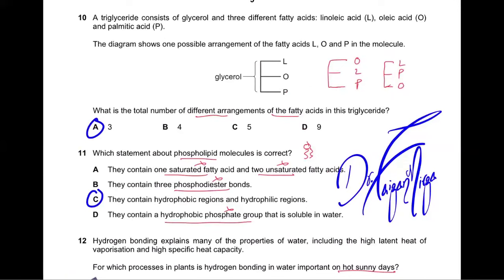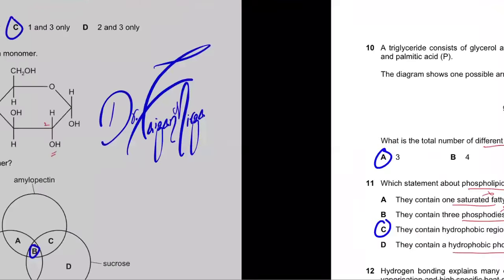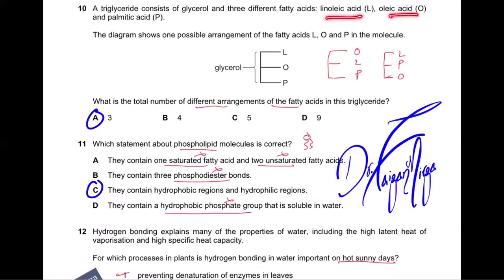Coming on to a triglyceride, it consists of glycerol and fatty acids, L, O, and P. These are the three names provided to you. The diagram shows one possible arrangement of the three fatty acids L, O, P in a glycerol molecule with three fatty acid chains attached. How many different arrangements of the fatty acids are possible? One arrangement is L, O, P. The other could be L comes here, O goes up, and P stays there. So this is the second arrangement. The third arrangement could be L goes up, O comes down, and P comes here. Other than these three arrangements, there is no possible fourth arrangement because we know that the molecule can rotate. Eventually, it will be the same.